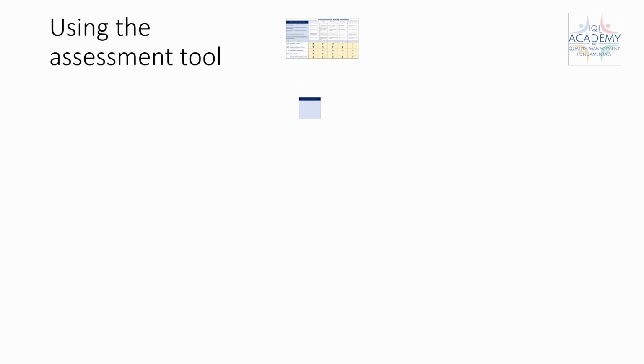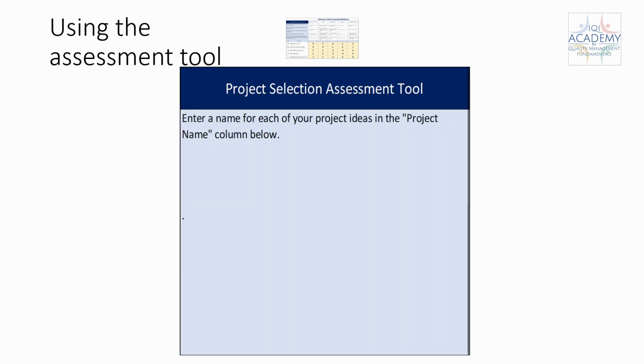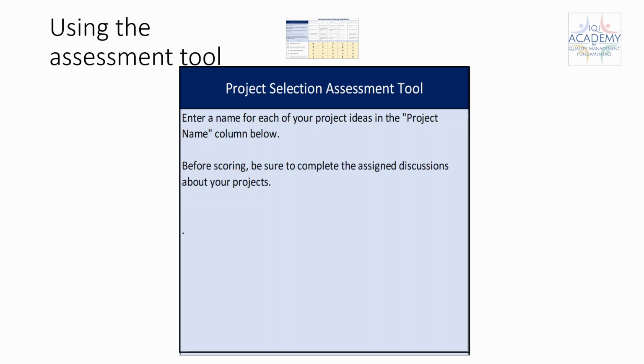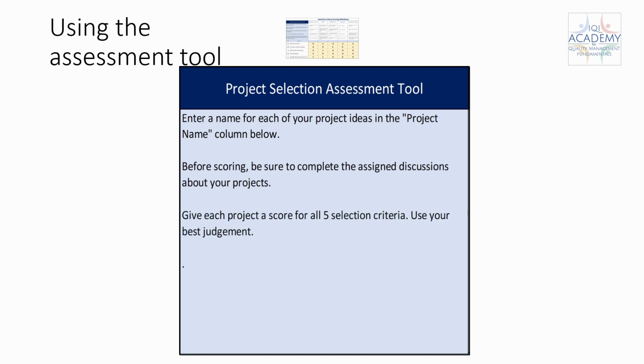Give each of your project ideas a short name and enter each one on a different row in the project name column. You will be able to score your projects more effectively if you discuss your projects with your manager and the people you work with before using the worksheet. After entering the project names, you will score each project using the 5 selection criteria. I will describe how to use each of the criteria. Use your best judgment when entering each score.